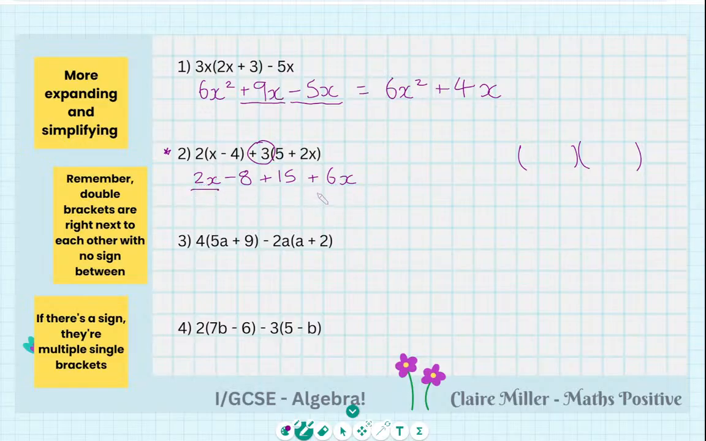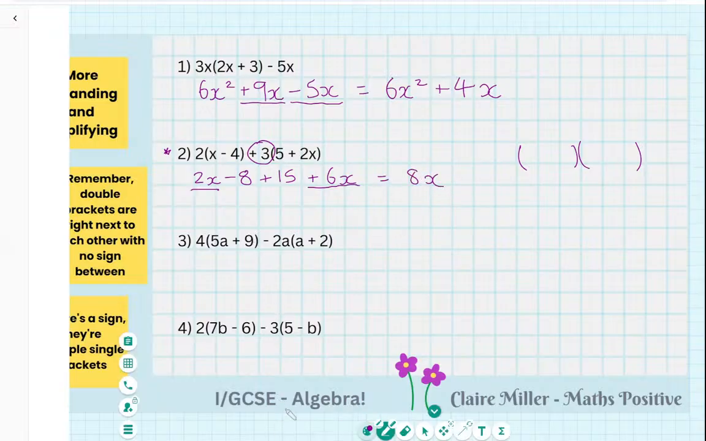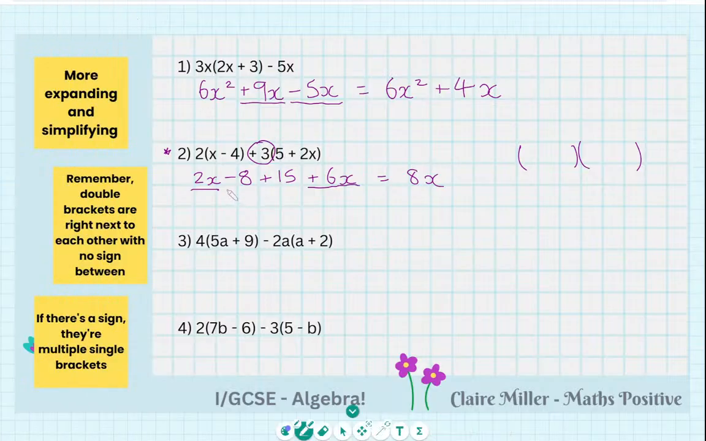And then we have some x terms to collect together. I'm thinking really carefully about the signs here. 2x add 6x, that gives us 8x. And then we've got some number terms to collect together. I might use a different colour for this. We've got a minus 8 plus 15. Negative 8 add 15, which is the same as positive 15 take away 8. So that's going to give us 7, positive 7. So 8x plus 7. Okay, so these ideas are really important because they can sometimes come up.